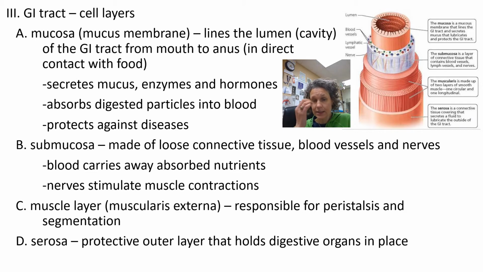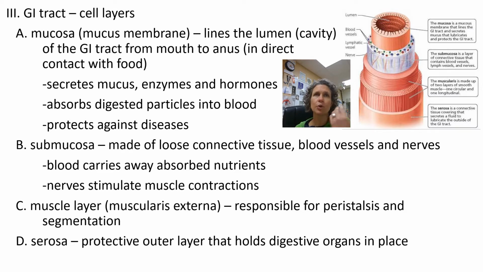And this is the lining of the lumen. Lumen is just a fancy word for cavity. So it lines the lumen from the mouth to the anus. So this is everything in your GI tract. This is what is in direct contact with your food. And the mucus itself is secreted here, obviously hence the name, but also there are different enzymes that can be secreted here, hormones that can be secreted.